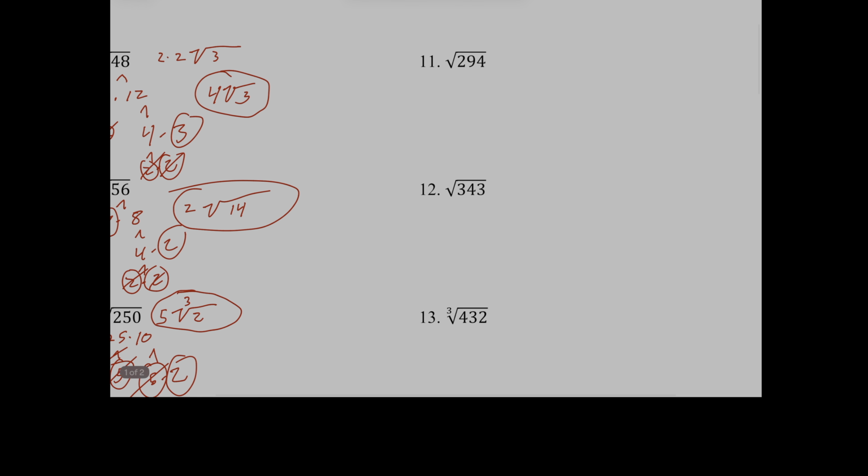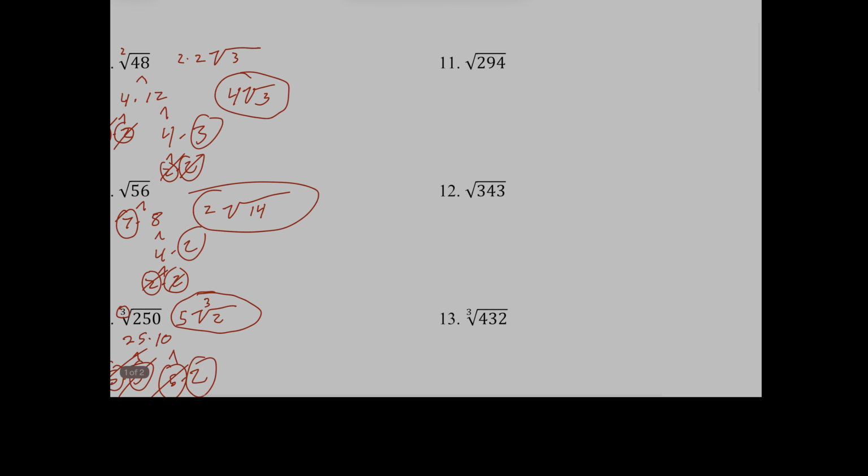Okay, let's move over to number 11. 294. Wow, who made up these numbers? Okay, so there's a few different ways that we can look at this. I'm going to look at this as, let's just do 2 again. 2 times, 2 goes in 2 once, 2 goes in the 9 4 times with 1 left over, and that gives me a 147. Okay, well, 147, what do I do with that?